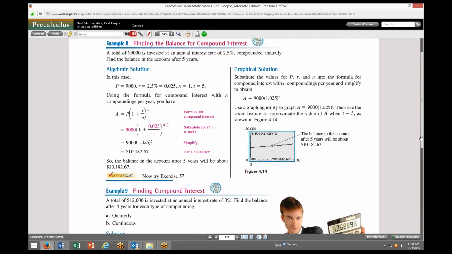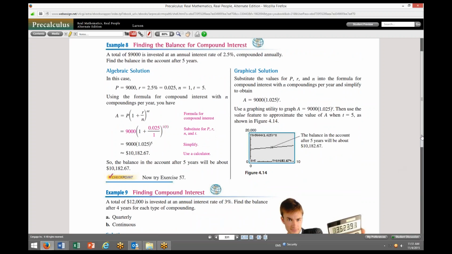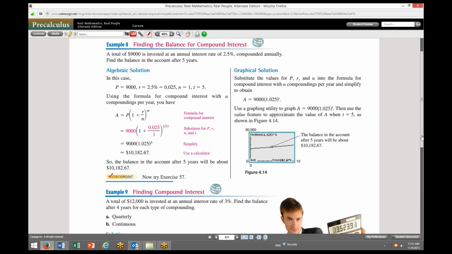So, example 8 in your text, finding the balance for compound interest. A pretty straightforward example. $9,000 is going to be invested. That's the principal amount, at an annual interest rate of 2.5%. We're going to get our little r from that number, and it's compounded annually. Find the balance in the account after 5 years.